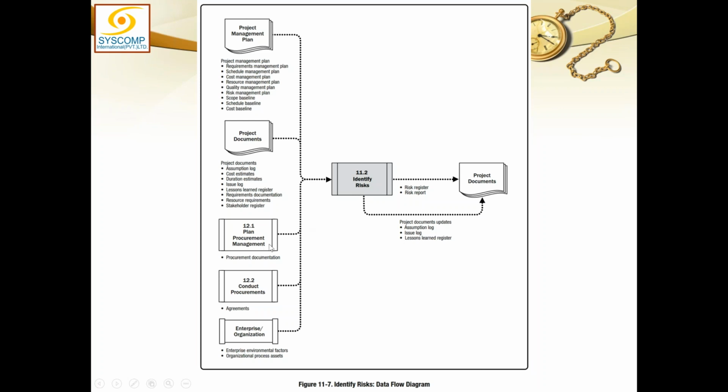Then the project procurement management is giving you the procurement document. Agreements are coming from the conduct procurements. Enterprise and organization is giving you the enterprise environmental factors and organizational process assets. Then the risk register and risk report, after identification, you are depositing to the project documents, and what all is being updated: you already had the assumption log, you already had the issue log, you already had the lessons learned register. These three things are being updated and again going into the project documents.